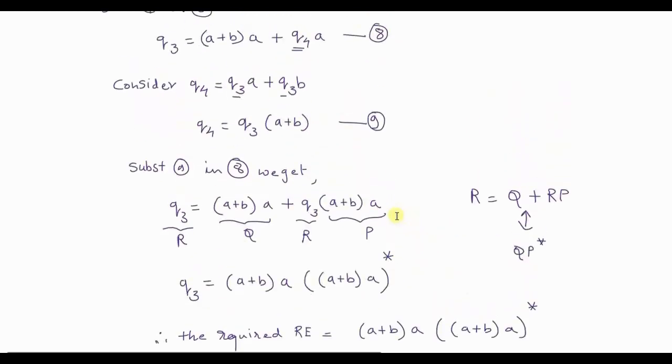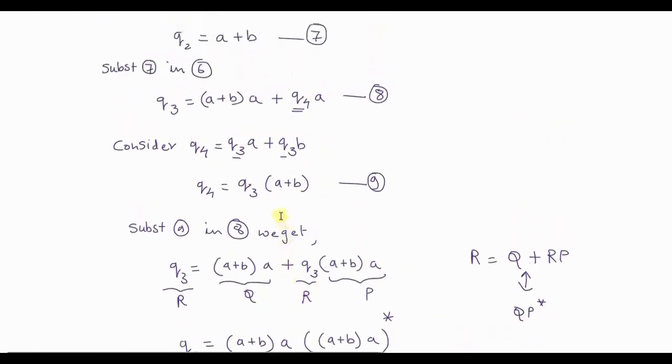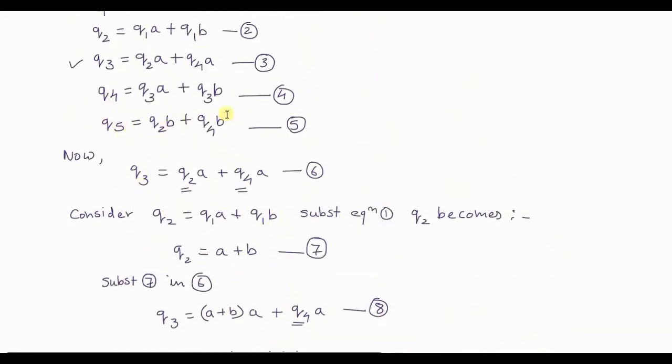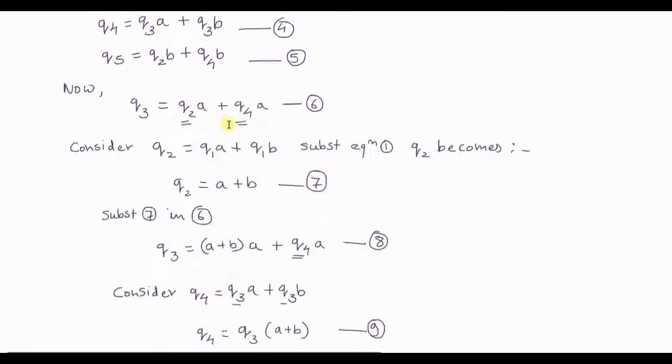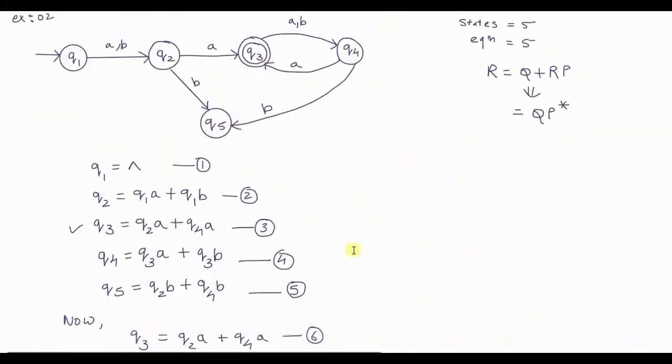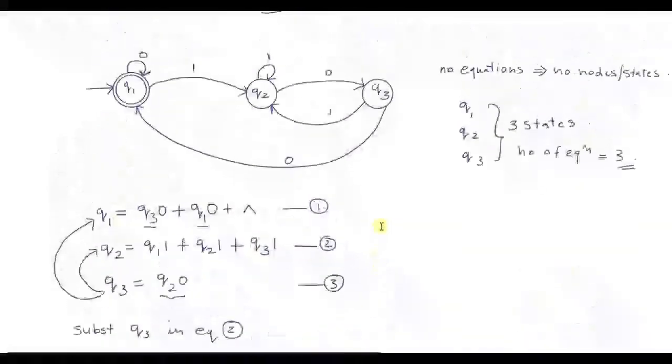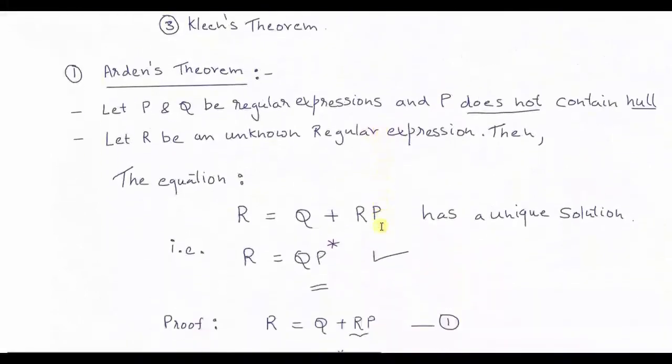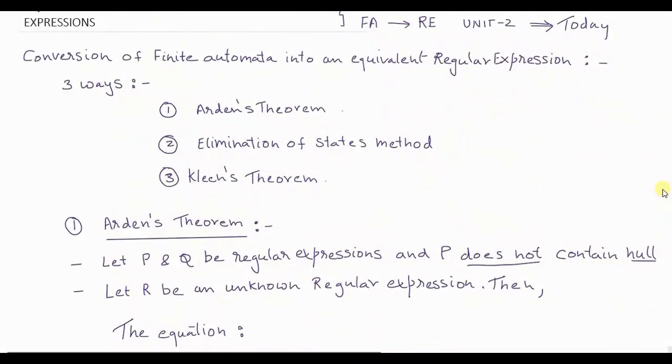Also notice that we don't have to solve for Q5, because the term Q5 does not appear here, and getting this answer is not dependent on Q5, so Q5 will remain untouched. This is how you can get the regular expression given a finite automaton using the method called Arden's theorem. Having studied Arden's theorem, in the next lecture we are going to see the principle of elimination of states. Thank you.